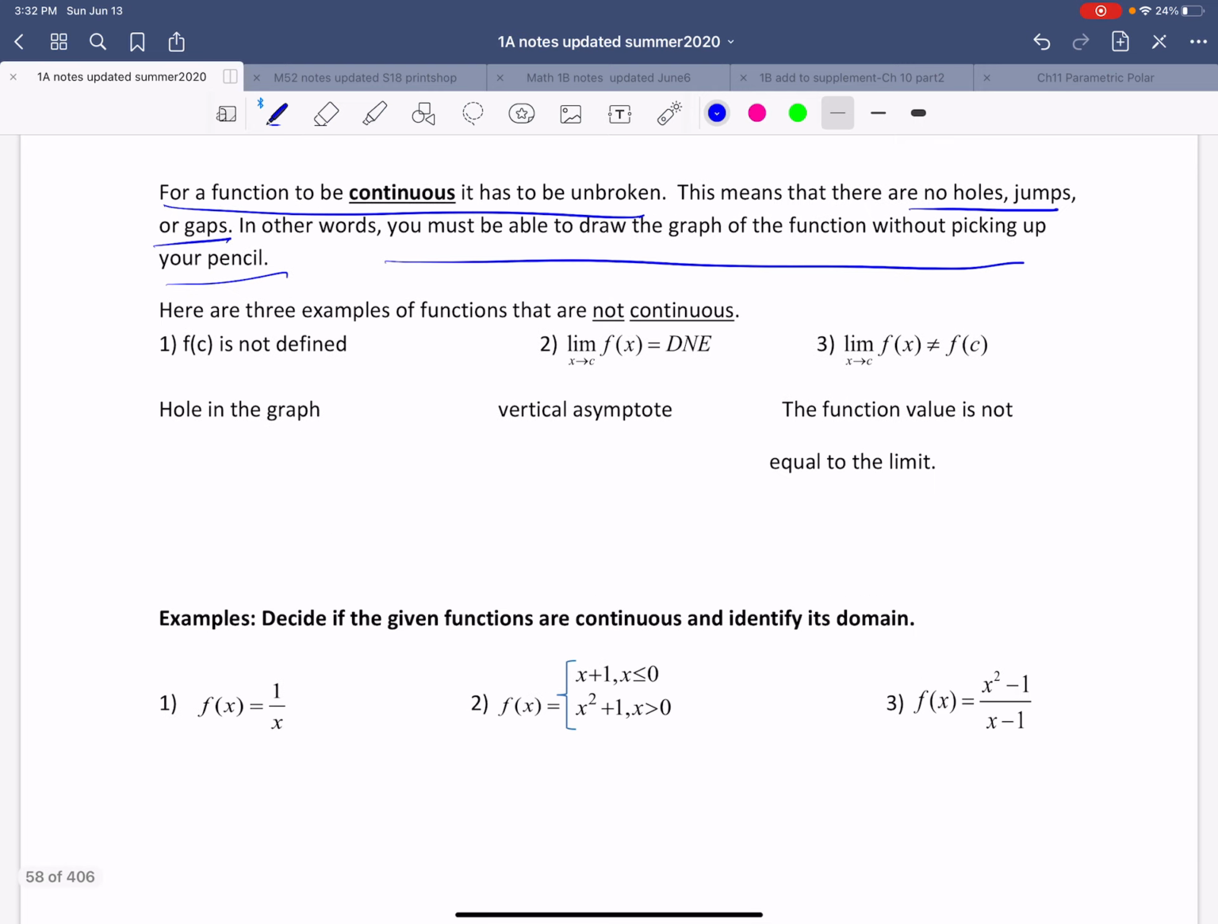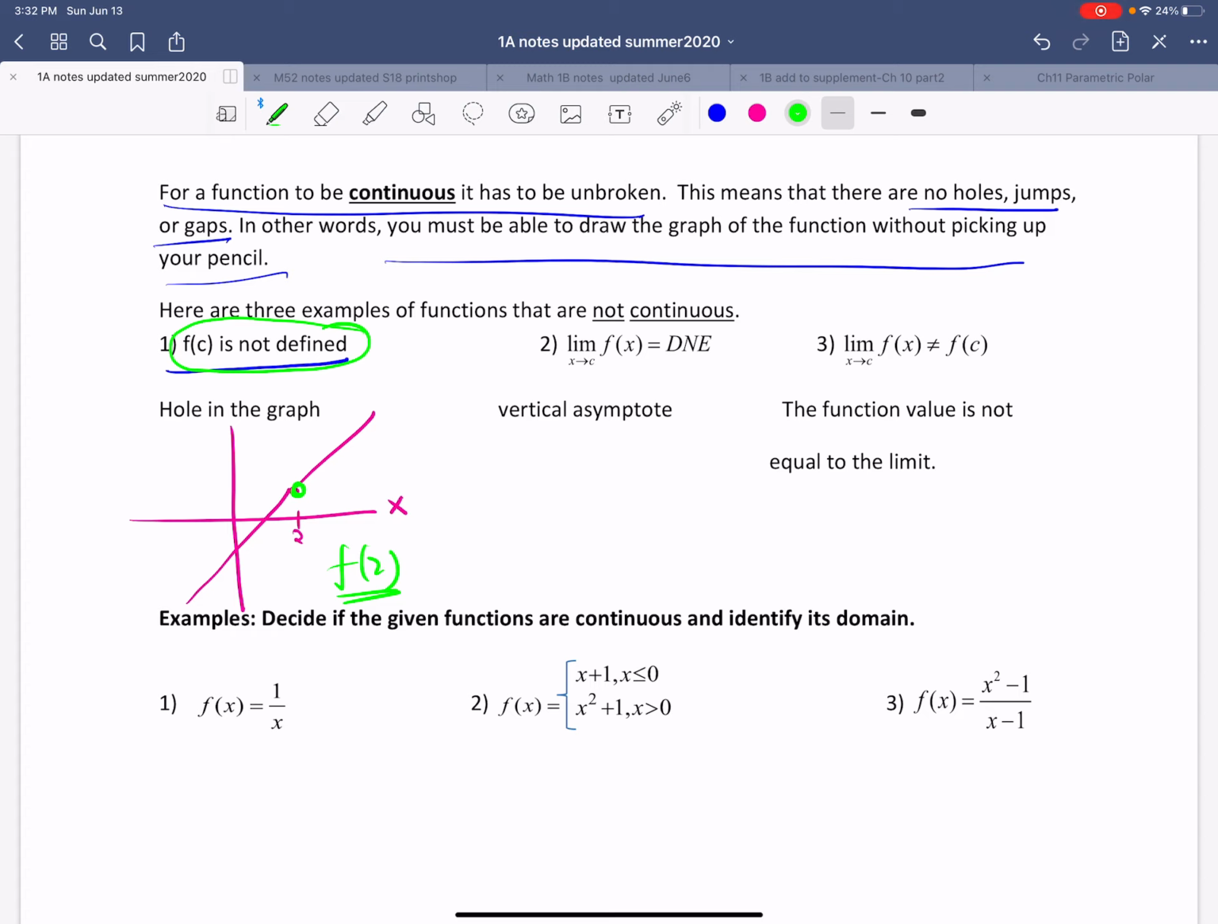So here's the first example: f of c is not defined. For that, there are many possible examples. I'm just going to go ahead and graph a function like this where there's a hole at 2. So we have a hole in the graph at point 2. f of 2 is not defined. So this function is not continuous at x equals 2.